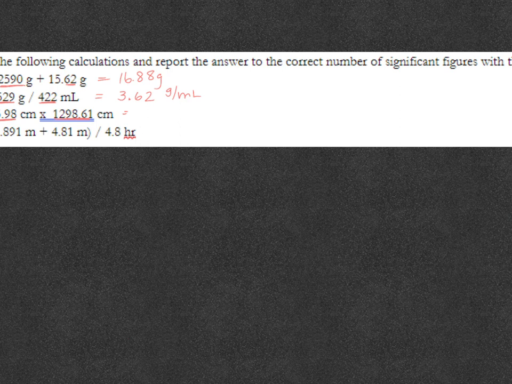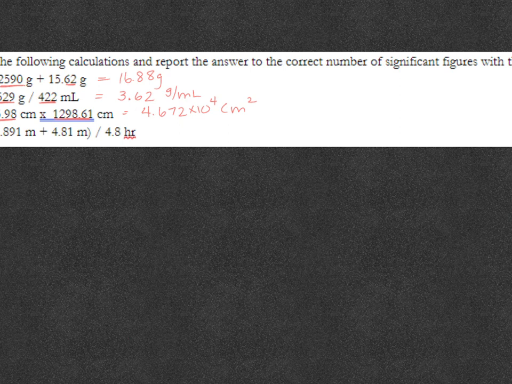3 is multiplication, so I look at the total significant figures, 4 total and 6 total. 4 is smaller, so I need to round to 4. But when I hit it into my calculator, I get 467200. So what you need to do is put that into scientific notation. So your answer is going to be 4.672 times 10 to the 4 centimeters squared is the unit.